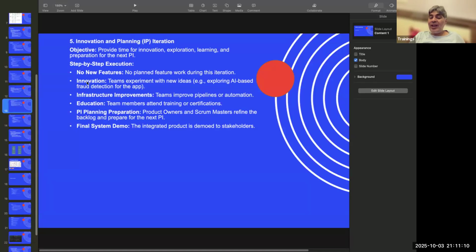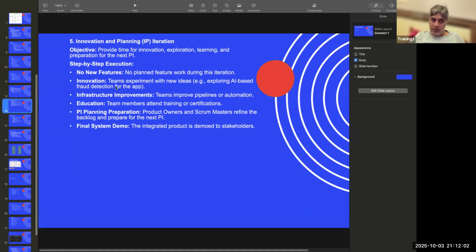Now, again, these are not completed features, these are innovations in the sense of how many POCs we did, whether successful or not successful, that is irrelevant, but how many POCs were attempted. So, for example, exploring AI based fraud detection for the application. It could be anything, whatever new POCs you have attempted during the course of these four iterations. Those will be highlighted by the scrum masters of each team and the product owners. So in the innovation and planning iteration, everybody gets together and they talk about first whether any new feature was delivered during this iteration or not.